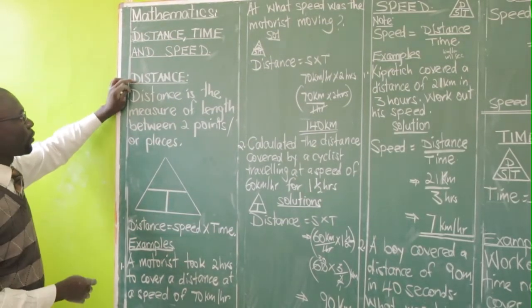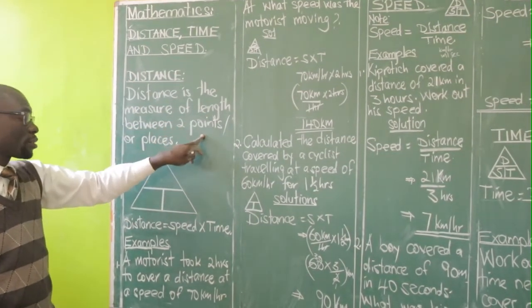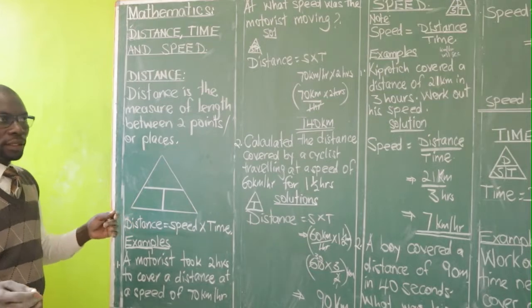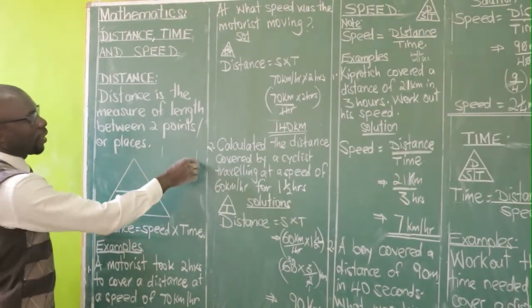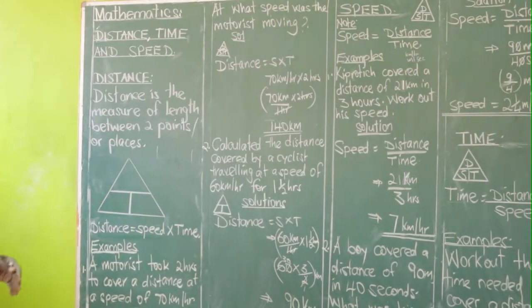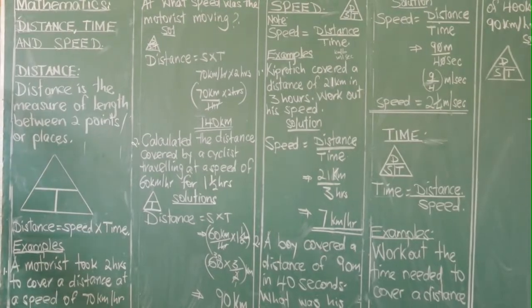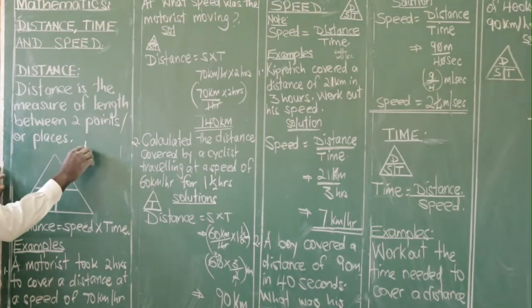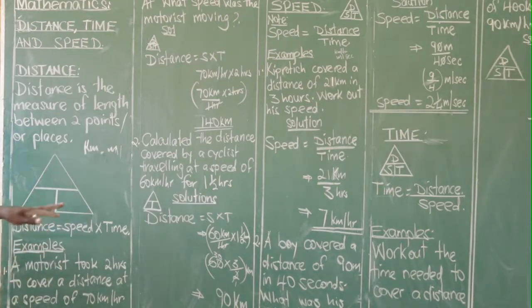So we shall start with distance. Distance is the measure of length between 2 points or places. Like you can be asked what's the distance between Jinja and Kampala. That is the distance between the two places or 2 points. The distance between this board from the starting point to the other side, when you measure that one, is also distance. Distance can be measured in kilometers, meters, and so many other units.